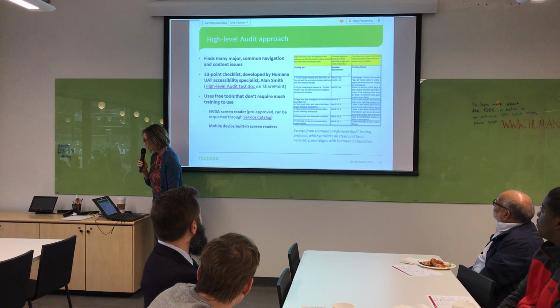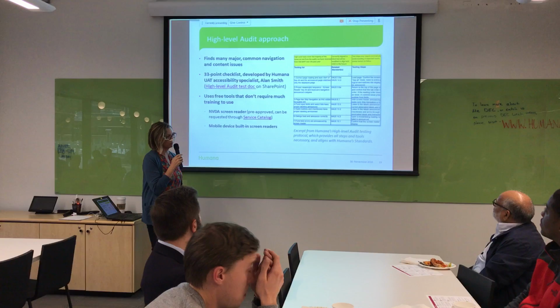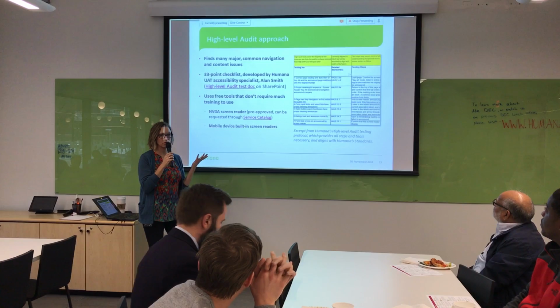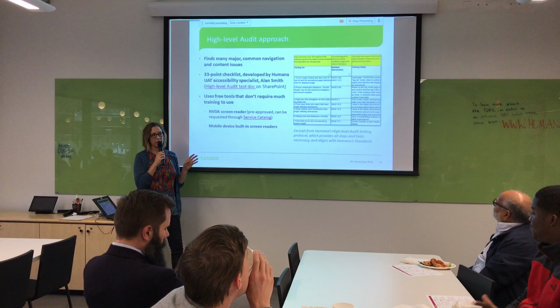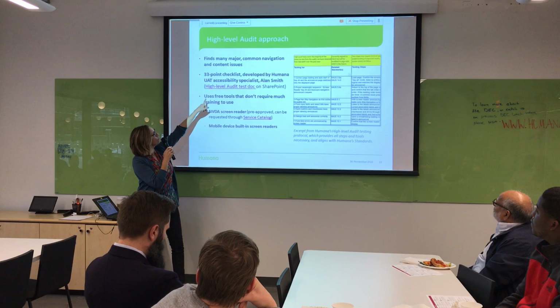So another way we can evaluate accessibility that's not as messy or time-consuming as a full VPAT audit is our accessibility tester, Alan, has developed a proprietary protocol for a high-level audit. So this doesn't catch everything. This doesn't tell you that you're accessible, but it's a great start. And you're going to catch most of the low-hanging fruit and the repeated patterns. So it's a 33-point checklist. And this is a little excerpt from it.